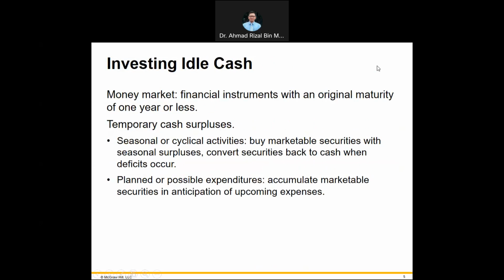Now, if companies want to use cash to invest for the short term, they have the money market as an option, where they can invest in financial instruments with a short-term maturity, so normally one year or less. Normally this is for seasonal or cyclical purposes, depending on the nature and the life cycle of the business. You can plan ahead for the company's cash needs and expenditure needs.